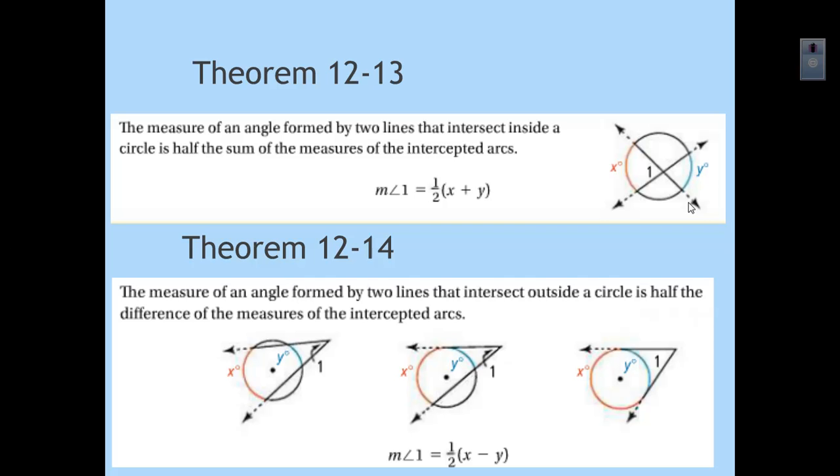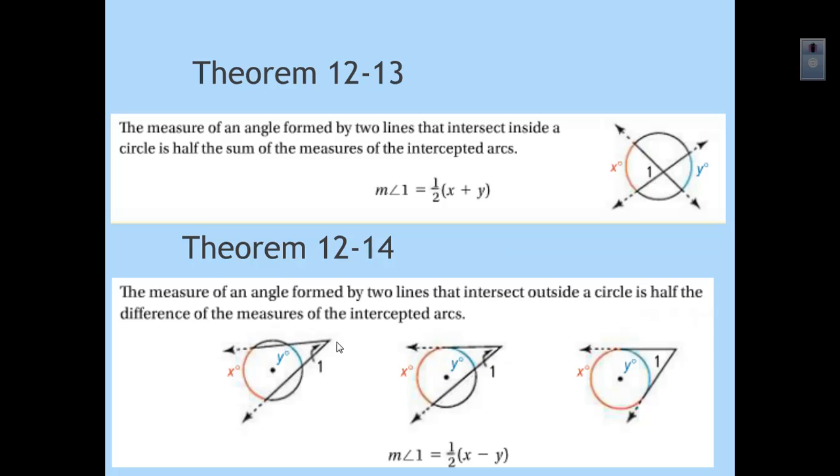So now this angle 1 here, we know these are both vertical angles here, so these two angles are congruent, but the arcs they open up to could be very different because of where they're located in the circle. So that's why we take the sum of these two and then divide it by 2.